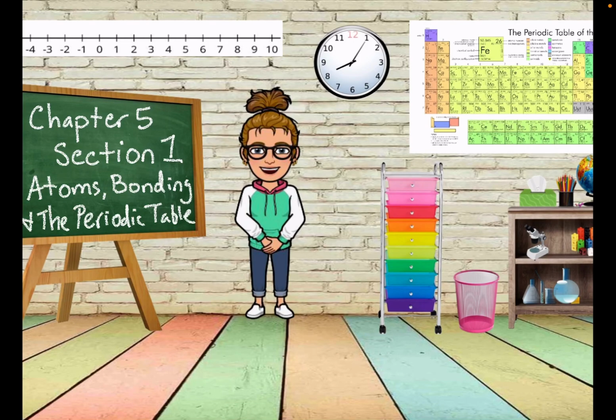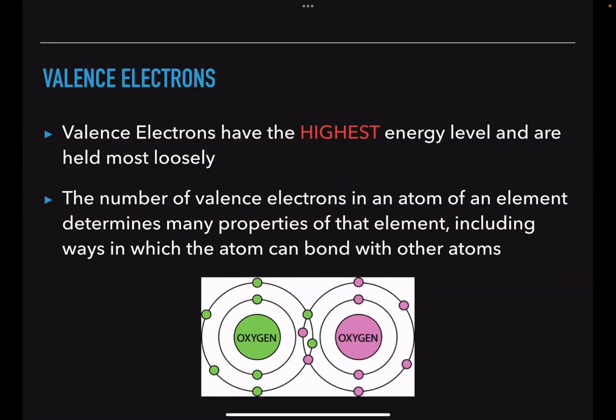In this video, we'll be going over Chapter 5, Section 1, where we look at atoms, bonding, and the periodic table. The first thing, and the main thing we're going to talk about today, is valence electrons. We've talked about them some in Chapter 4, but just to reiterate: valence electrons have the highest energy, and they are held the most loosely on an atom. They are in the outermost ring when we're looking at the Bohr model.